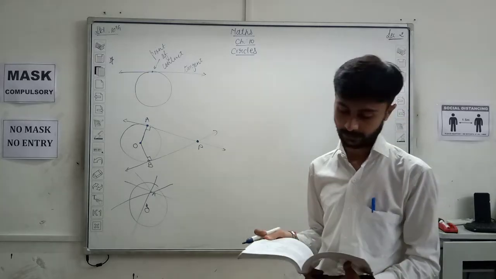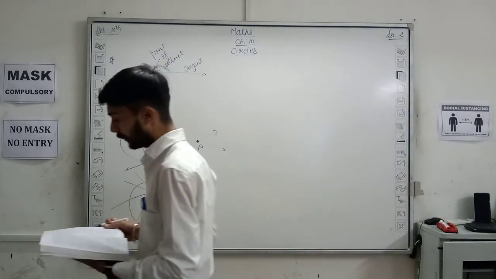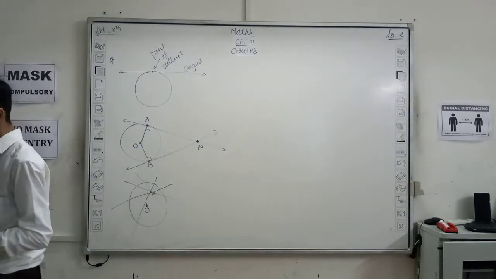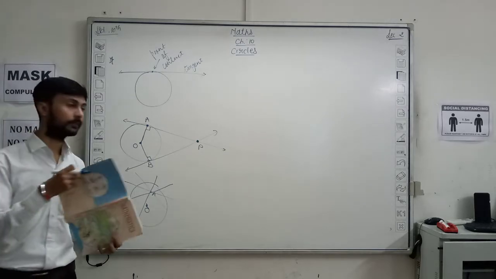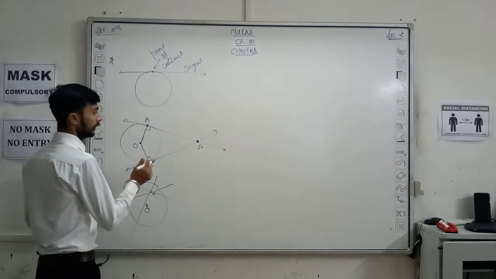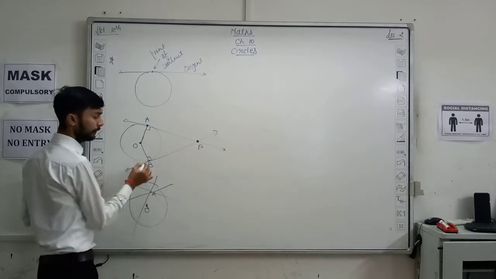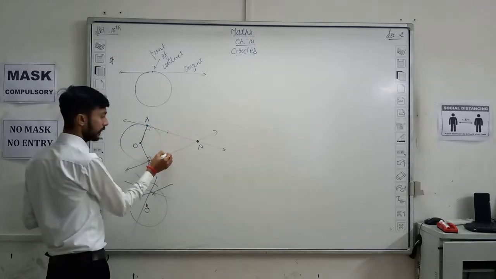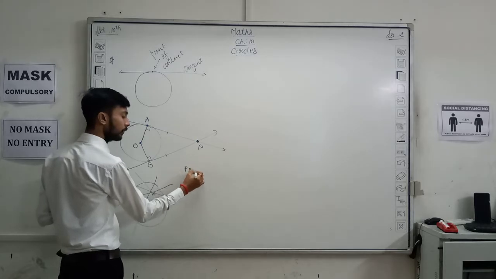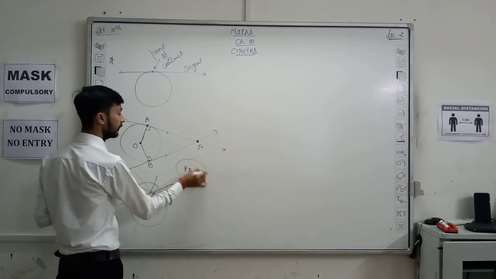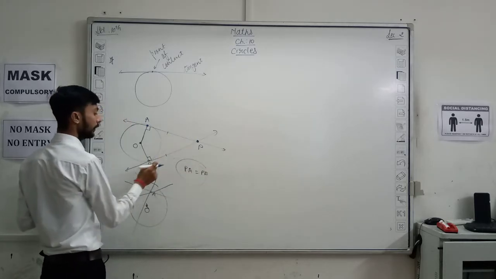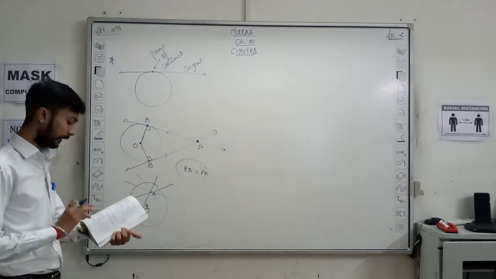Now see theorem number 10.2. The lengths of the tangents drawn from an external point to a circle are equal. That means suppose from point P we have drawn the tangents PA and PB, so they are equal. Whatever PA is, PB will be the same. That means length of PA equals length of PB, right?